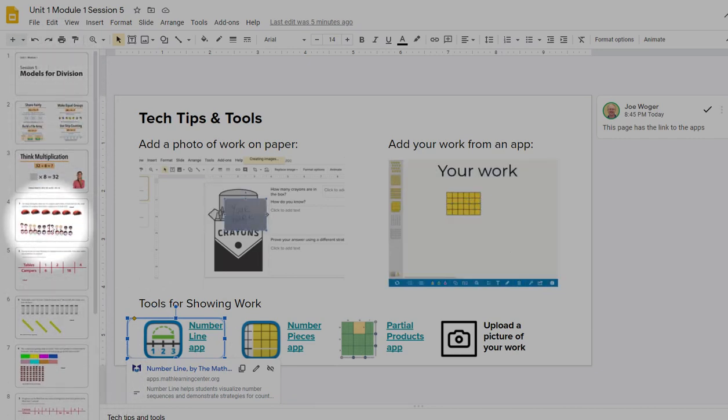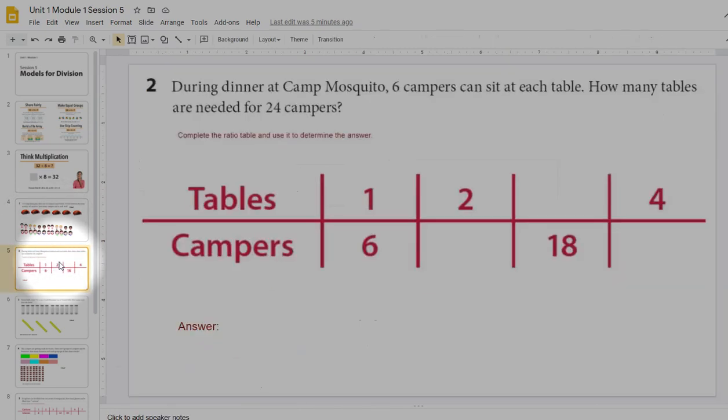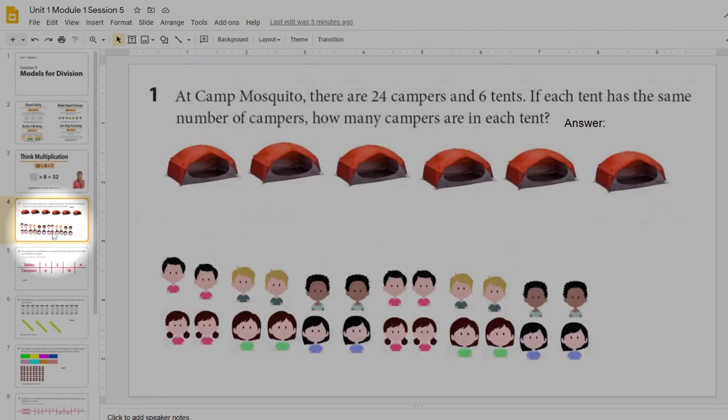If you need me to come over and help you, just raise your hand. Then make sure you submit it at the end.